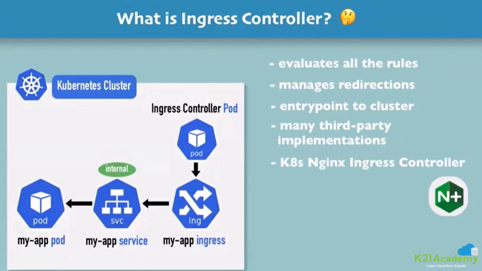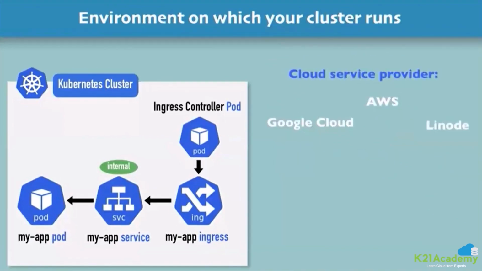Third-party ingress controllers are available, but we mostly prefer the Nginx ingress controller. If you are working in the cloud, providers such as AWS, Google Cloud, Azure or Linode have their own services, and they offer their own type of ingress controller, which is out of the box.